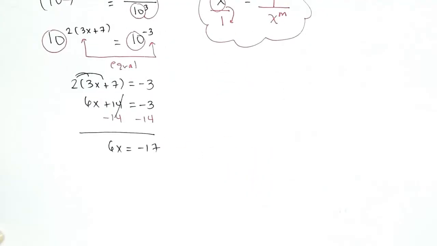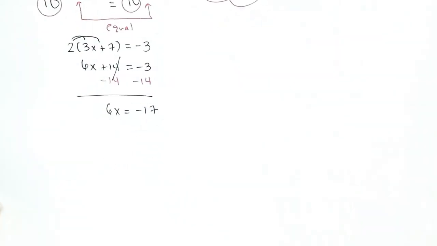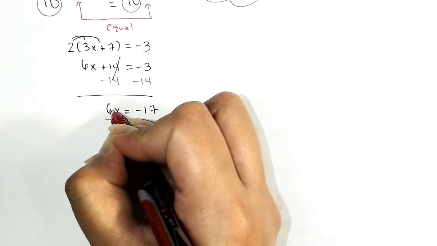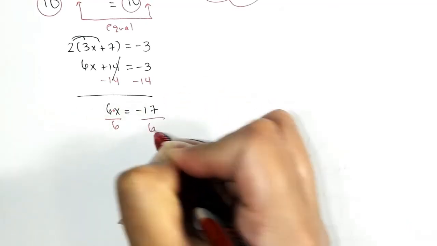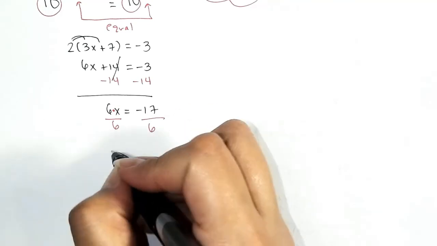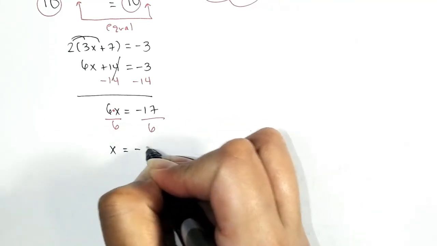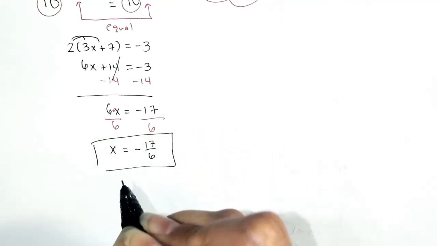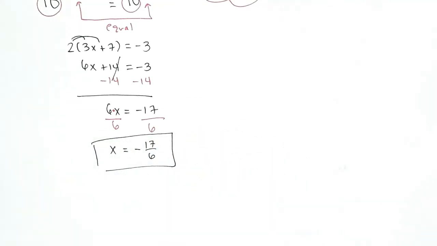Am I having a moment because our answer is not going to be an integer? No, fractions are fine. To isolate the x, to get rid of the times 6, let's divide both sides by 6. And when we do, that will give us that x equals any equivalent form of negative 17 over 6. You can do a mixed number or decimal, but just make sure you don't round them.